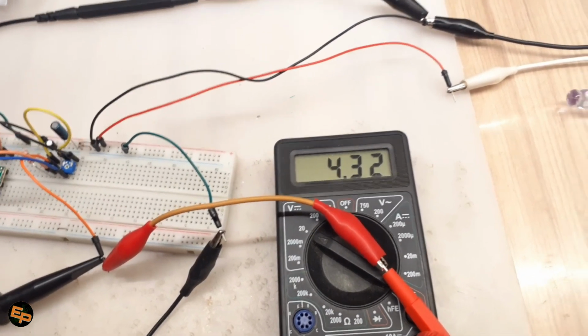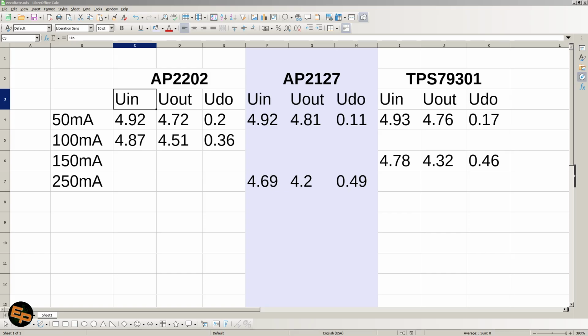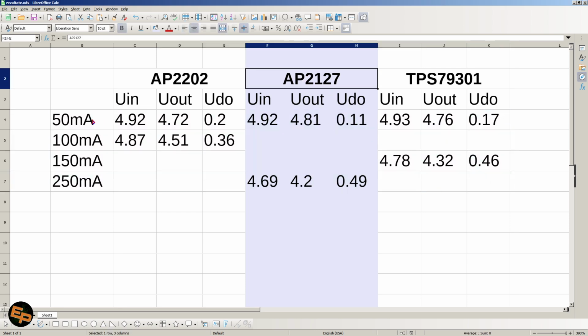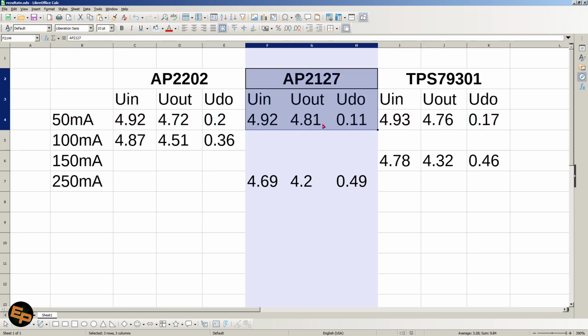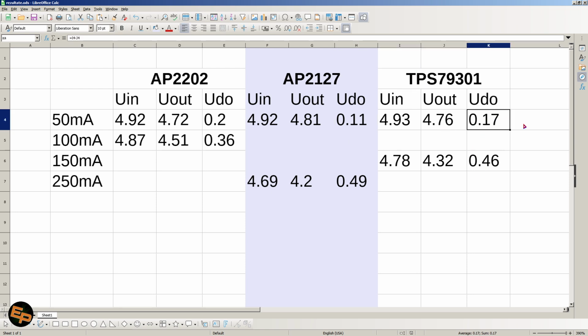Okay, so now taking all of these values and putting them in a nice table, we can clearly see that at least for drawing 50 milliamps, AP2127 is the best. It has only 110 millivolts of dropout voltage, followed by the Texas Instruments one, 170 millivolts dropout voltage, and last is AP2202, which has 200 millivolts of dropout voltage.